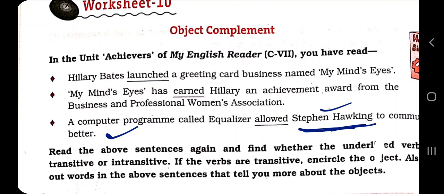Read the above sentences again and find whether the underlined verbs are transitive or intransitive. If the verbs are transitive, encircle the object. Also, what is there?